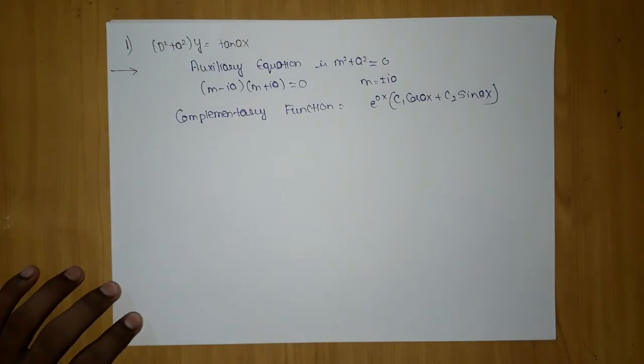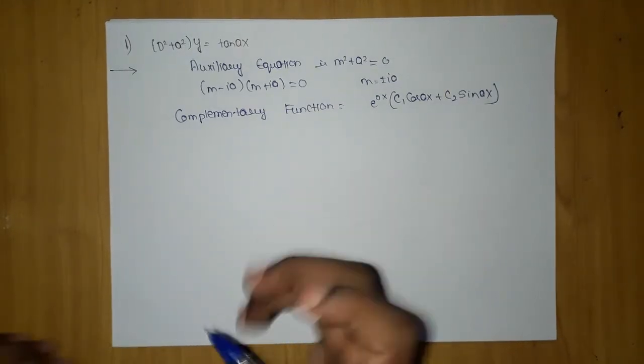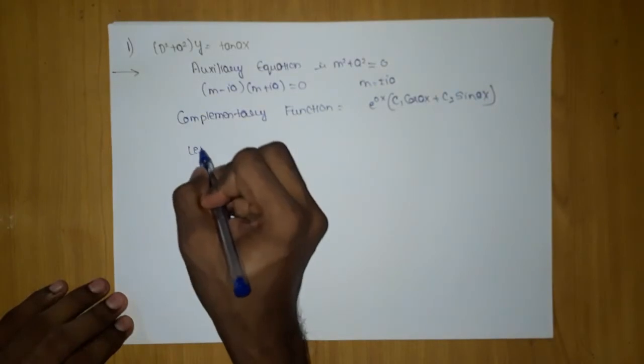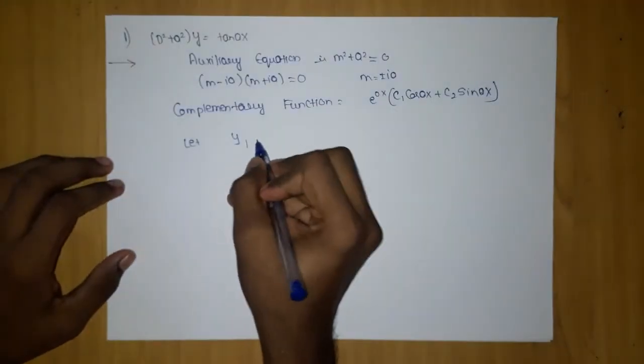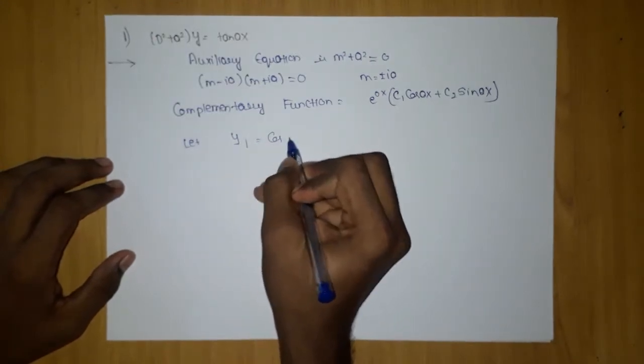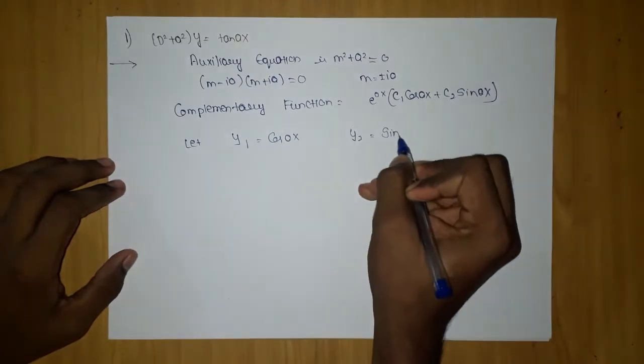Now, as we write the complementary function, we should know how to get our y1 and y2. So here y1 is cos ax and y2 is sin ax.